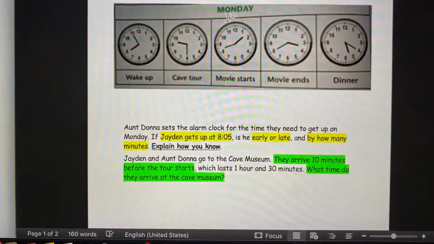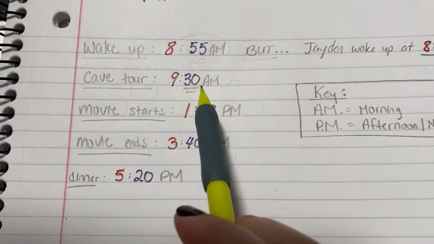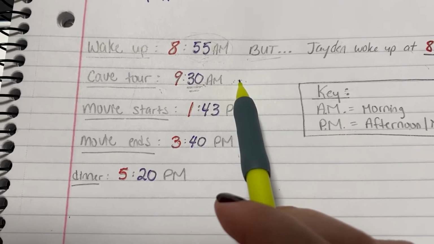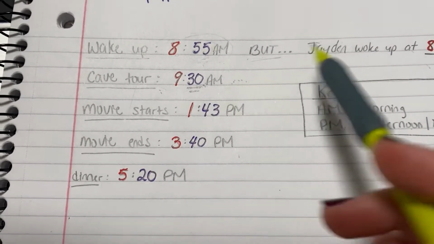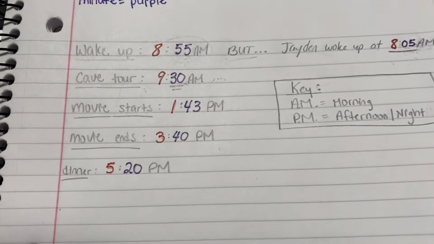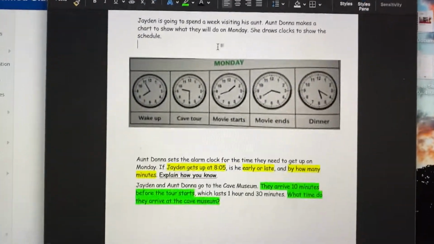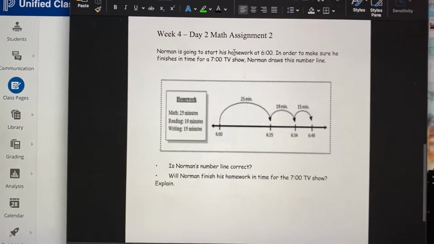Looking here, the cave tour begins at 9:30. They arrived 10 minutes before 9:30. So what is that time? That's the only time you have to tell me. What time did they arrive? And that's it. Those are the only 2 things you have to do for me. Super easy.